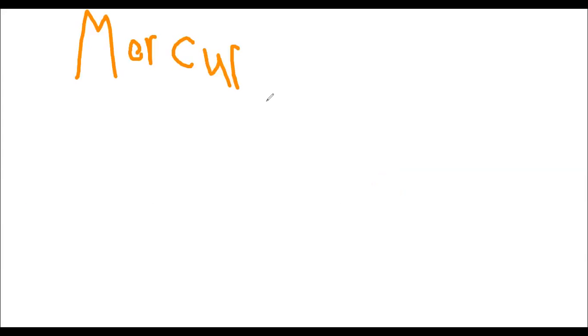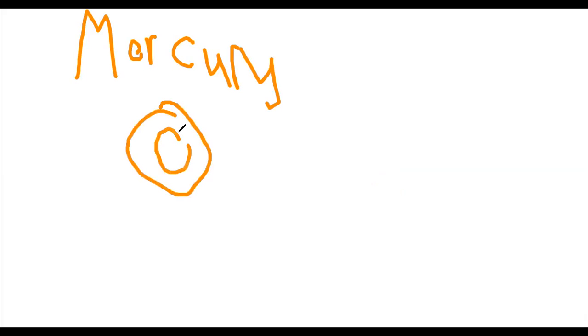Mercury is the first planet in our solar system. And Mercury is one of the smallest planets in our solar system as well. And it's made of mainly rock. It has an iron nickel core, but it isn't as strong as our Earth's iron nickel core. It's about 25% as strong.